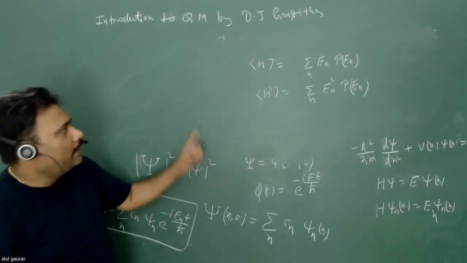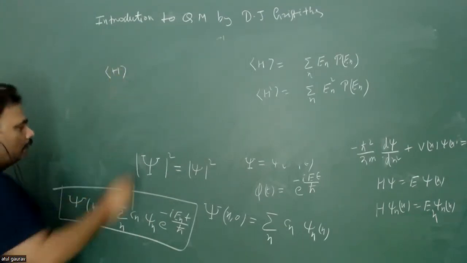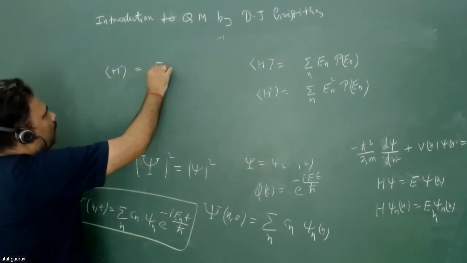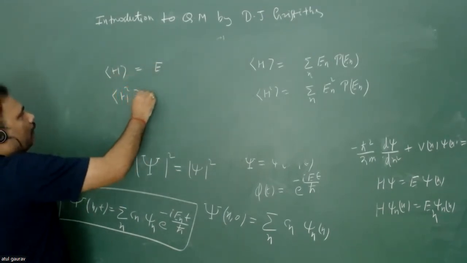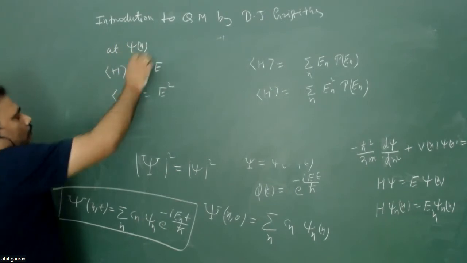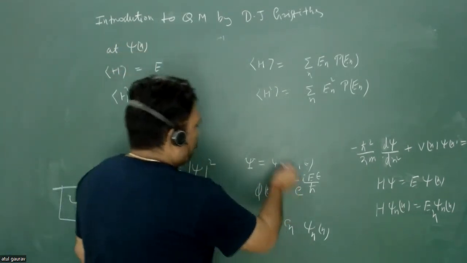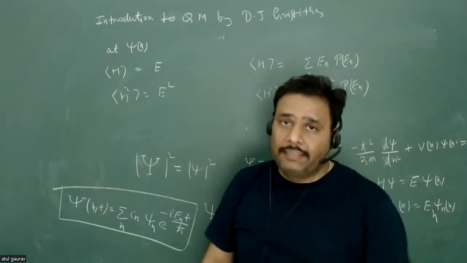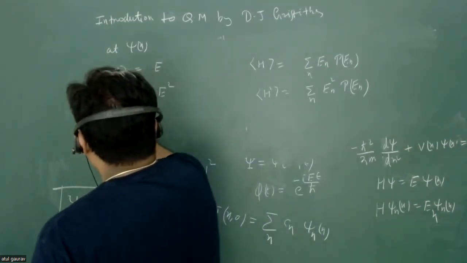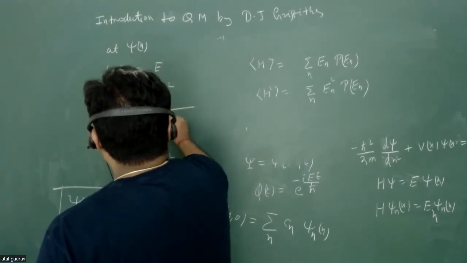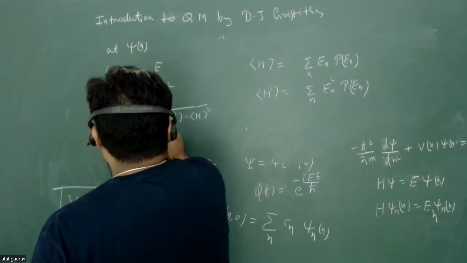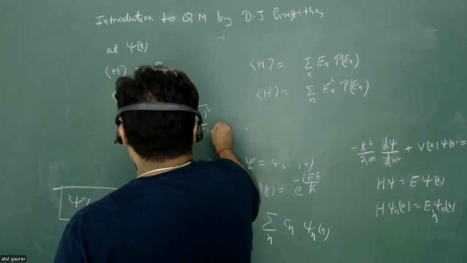And if we want to calculate the expectation value of H on this particular state psi x, then what will happen? The expectation value of H will be exactly E, and the expectation value of H square is exactly E square. I am just talking about this psi x. Suppose it is the eigenstate of the Hamiltonian, then the average value of H is E and the average value of H square is E square. And we can easily calculate del H, which is nothing but the average value of H square minus the average value of H whole square. That value is E square minus E square, equal to 0.